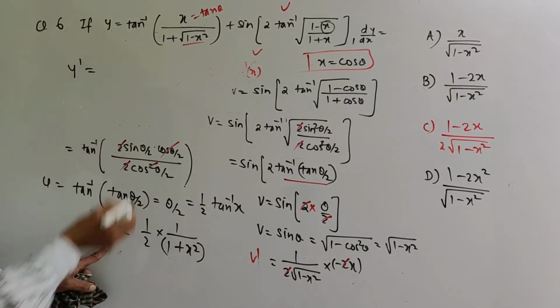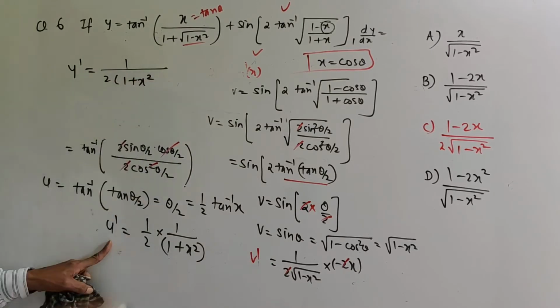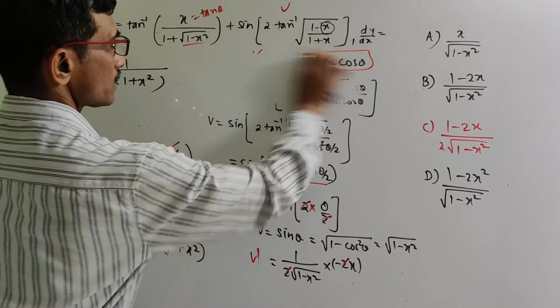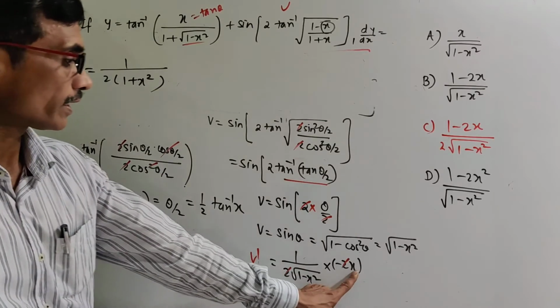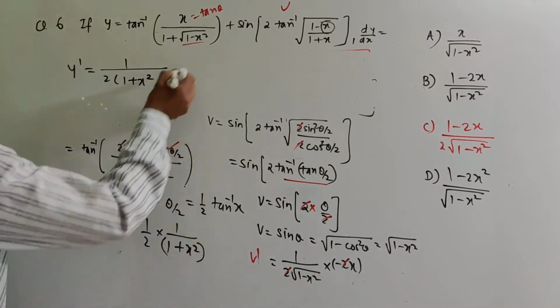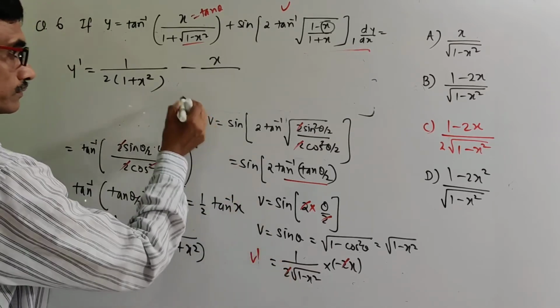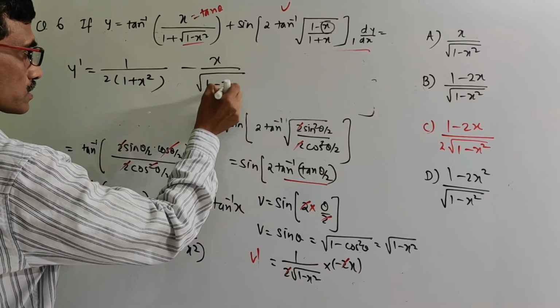So du by dx plus dv by dx will give us y dash is equal to du by dx, 1 upon 2 times 1 plus x square, and dv by dx, which is minus x upon root of 1 minus x square.